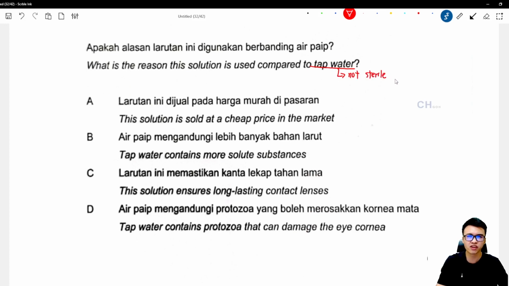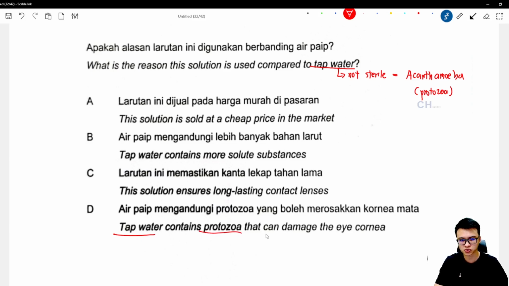We have one protozoa that can be found in tap water, which will destroy your eyes. This protozoa is called Acanthamoeba. It's a type of protozoa. So we find the answer here.